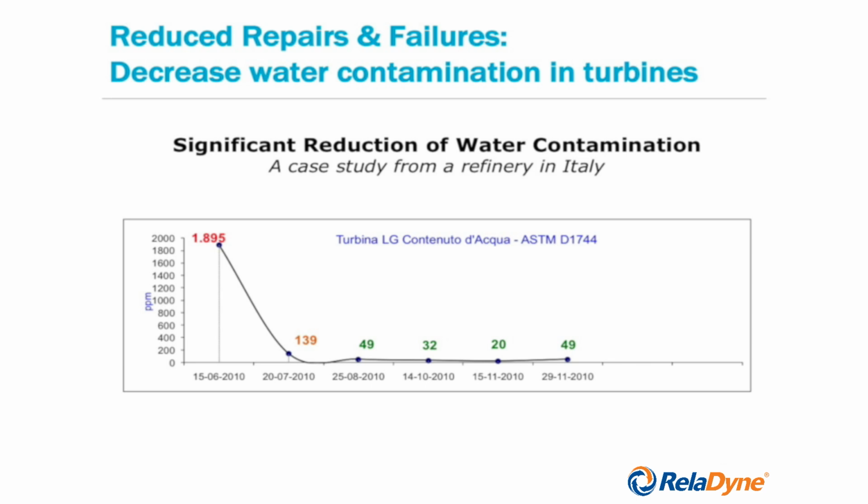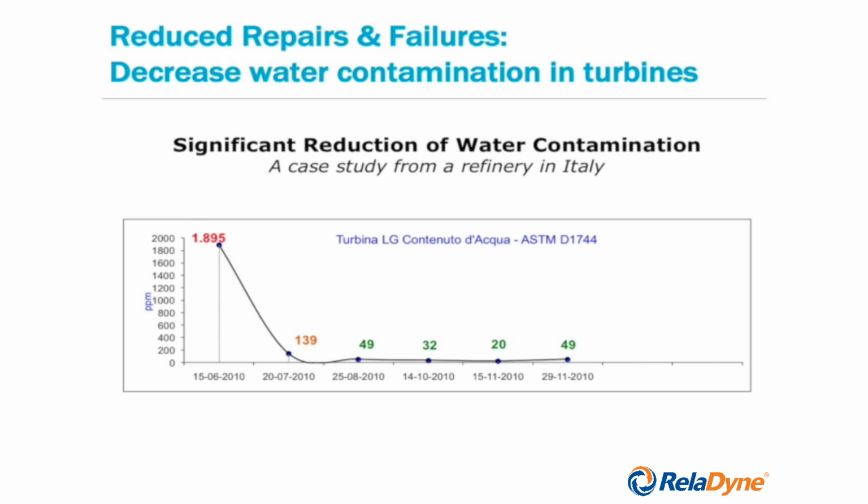steam turbines. And the answer is the water intrusion that they had in the year 2010 typically was in the vicinity of 1,800, 1,900 parts per million. And after a brief time period on oil mist, filling the bearing housing with oil mist, the amount of water contamination went down to in the vicinity of 50 parts per million only.